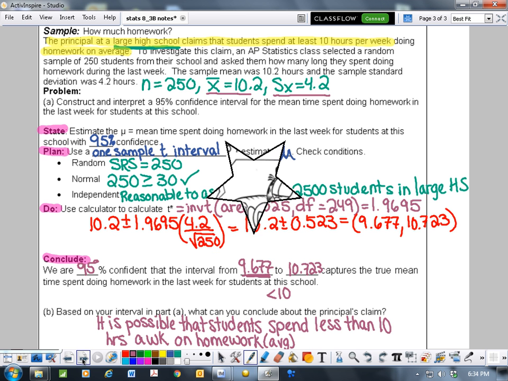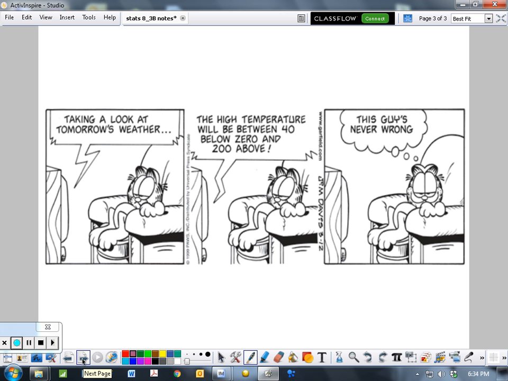I just wanted to point out really quick our Garfield comic. Taking a look at tomorrow's weather, the high temperature will be between 40 below zero and 200 above zero, which is such a wide interval that it means that the guy's never wrong. Well, not never wrong, but depending on where they are, probably never wrong. And so too wide of an interval doesn't help anything. It doesn't give us any information. So just kind of reinforcing that fact.